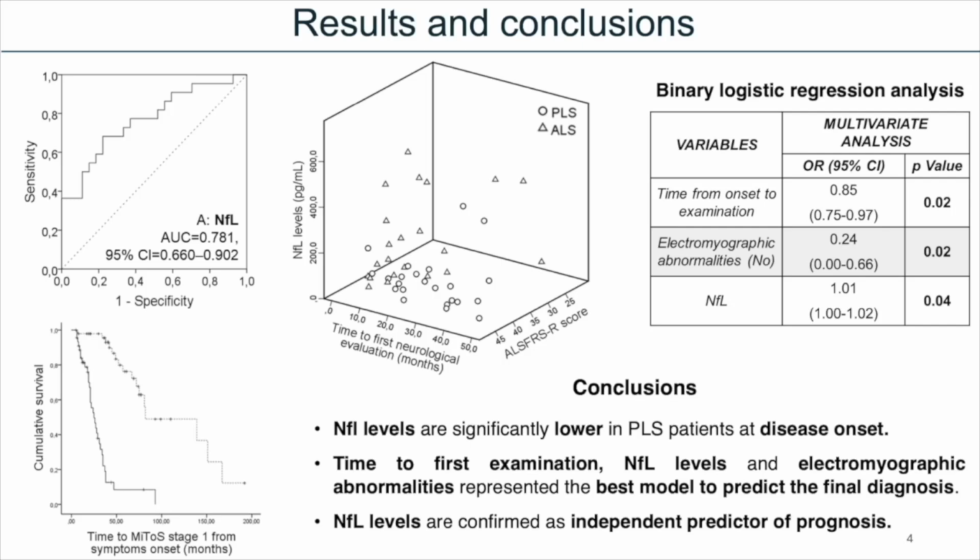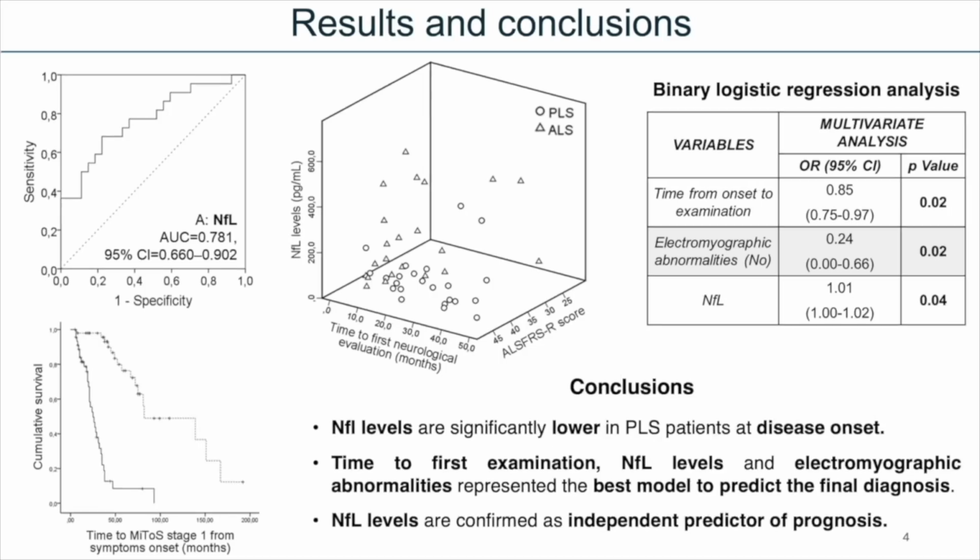We then evaluated the relationship between NFL levels and disease progression over time, and we observed that low levels of NFL, basically below the 200 level, could not distinguish between early onset ALS patients with mild disability and PLS patients with a longer disease duration. For this reason, we performed a binary logistic regression analysis, and according to our model, the variables highly suggestive of lower motor neuron sparing during the disease course were a longer time from onset to the neurological examination, an absence of electromyographic abnormalities, and a lower NFL concentration. We then performed univariate and multivariate analyses, which confirmed the prognostic role of NFL when grouping the entire population according to its median value.